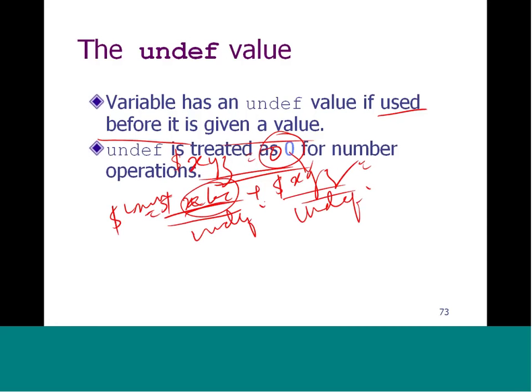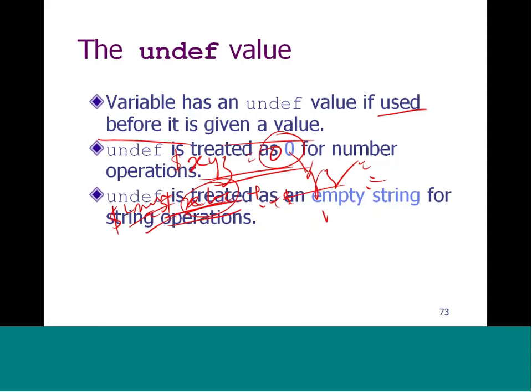And undef is typically treated as zero for all numeric operations. So even though it is undef, the resulting answer will be just zero plus $XYZ, so whatever the value is, that's what we get. Then for string operations, it is treated as an empty string, which I already told you about, the double quote string. So it is used as that.